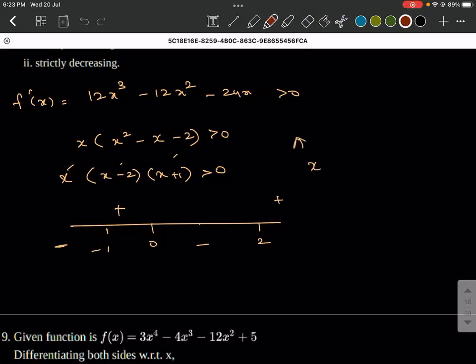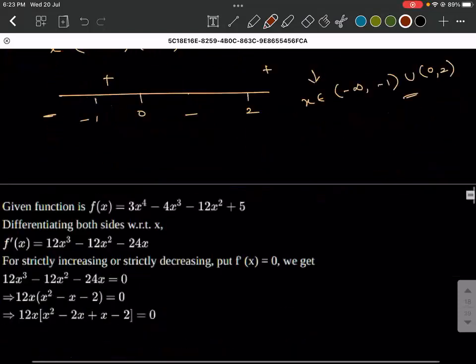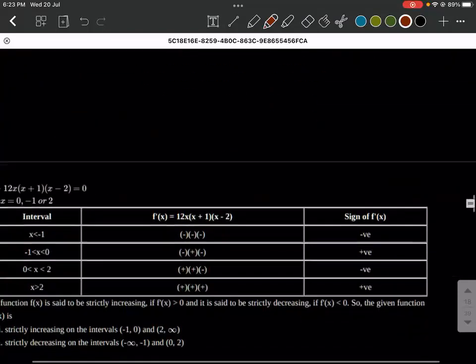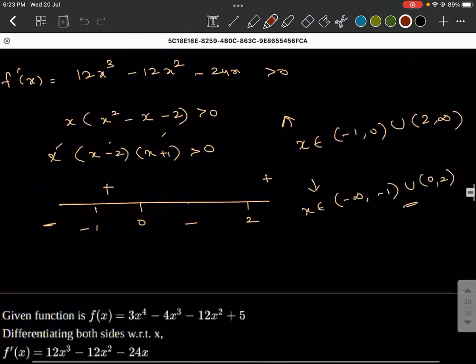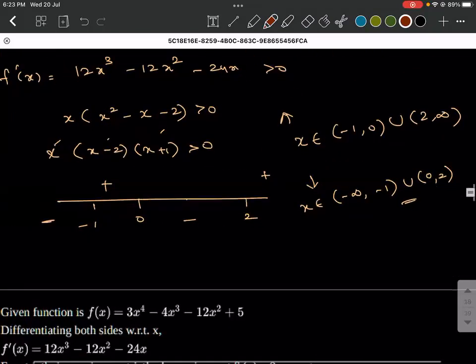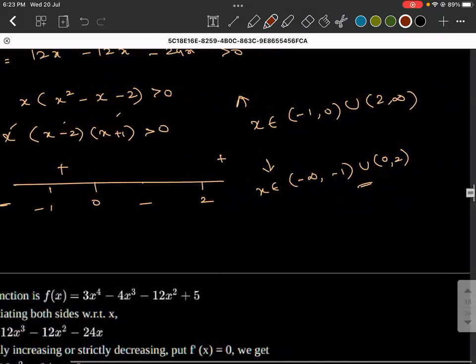For increasing, x belongs to minus 1 to 0 union 2 to infinity. For decreasing, x belongs to minus infinity to minus 1 union 0 to 2. Correct? So this is what happens. Let's check if this is the right answer. Minus 1 to 0 union 2 to infinity, it is increasing. Minus infinity to minus 1 union 0 to 2, it is decreasing.